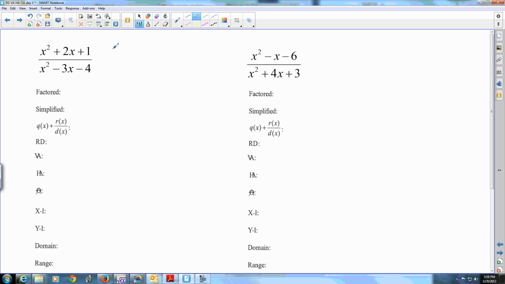So here goes. First thing you have to do is factor it. The leading coefficient is 1, so that makes it easy. The numerator is x plus 1 times x plus 1. The denominator, I'm going to need an x minus 4, and it looks like an x plus 1. These cancel out. Straight away I know that I have a removable discontinuity. Take what cancels, set it equal to 0, and the x value is -1. That's the factored form up here. The simplified form is x plus 1 over x minus 4.